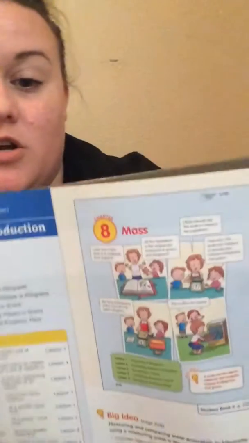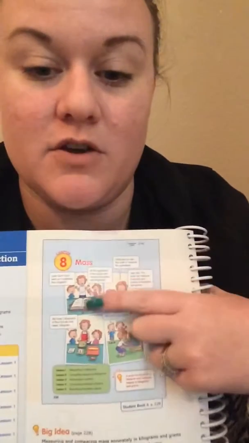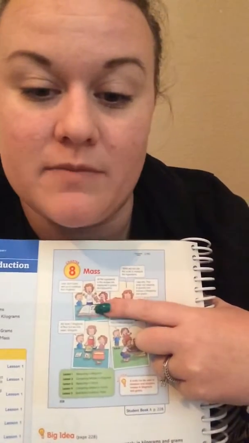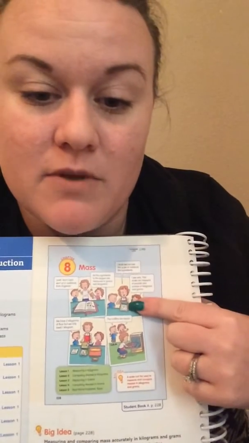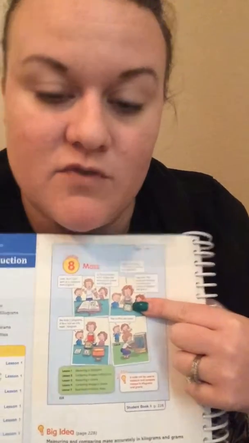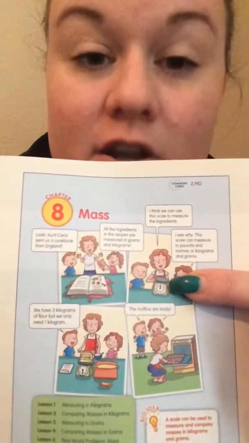Okay, so let's finish our story with Carol. So they have the cookbook. It's got grams and kilograms, and here they're measuring it on the scale. This one looks very similar to the scale at a grocery store if you're measuring fruit. Then it says, "We have 2 kilograms of flour, but we only need 1 kilogram." So here's the kilogram.